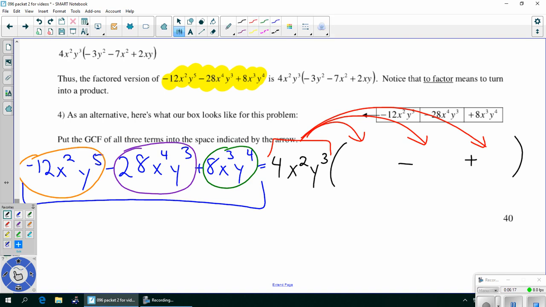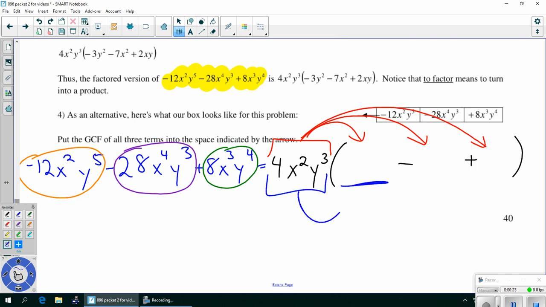So let's focus on orange. I am trying to put something in this space so that when I multiply the 4x squared y cubed times whatever I put here, I get back orange. Okay, so 4 times what number will give me the negative 12? That's easy, that's negative 3.